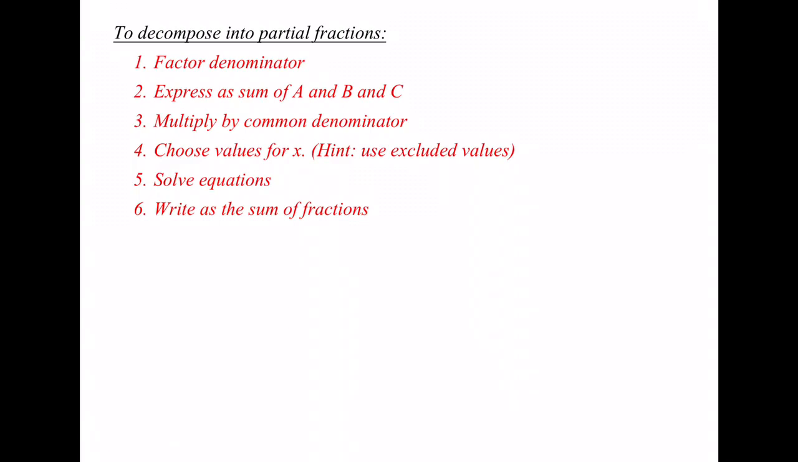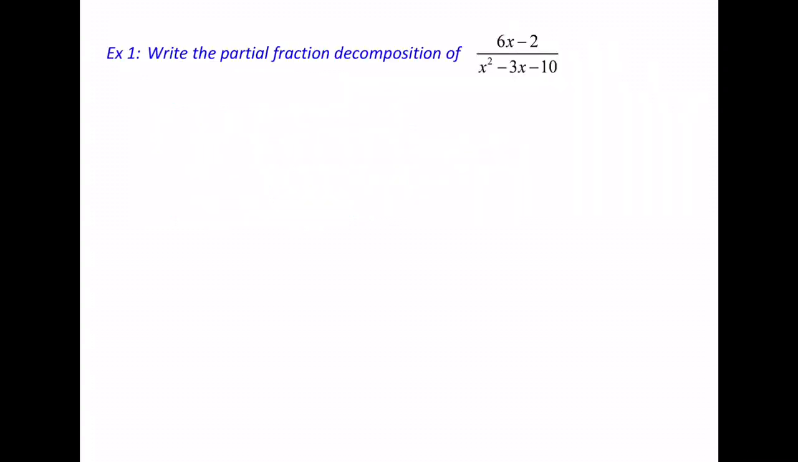Here are the steps we're going to use to decompose into partial fractions, and I'll go through this with some examples. We're going to factor the denominator. We will write it as a sum of A, B, and possibly C if there are three factors. We'll multiply by the common denominator, just like we did when we solved. And then, this is the part you'll have to watch in the example, we're going to choose values of x, and we're going to really choose the excluded values, because that will make the process a little bit easier so we don't have to solve a system all the time. Then we'll solve our equations and rewrite as a sum of fractions. So once you have those written down, we're just going to go through a couple different types of examples that you will see.